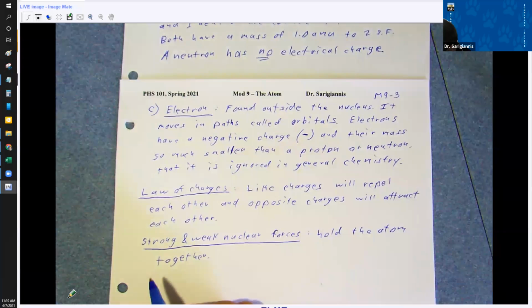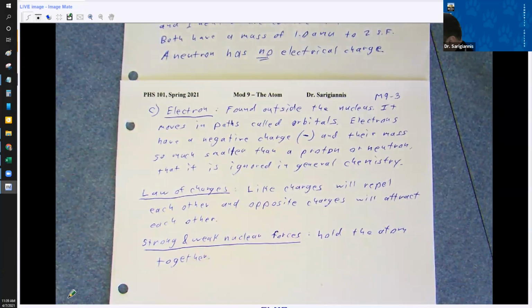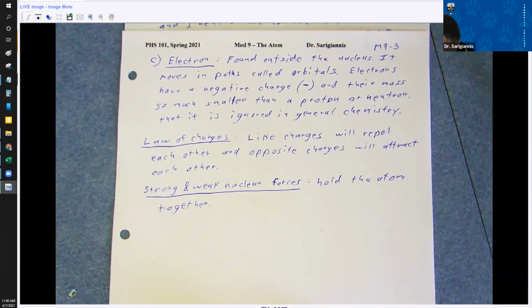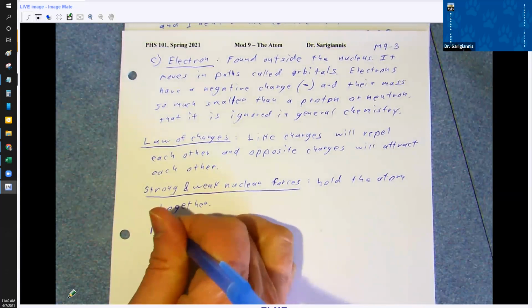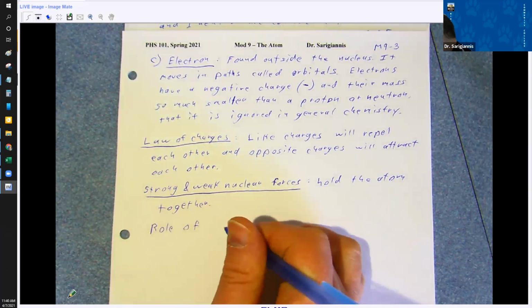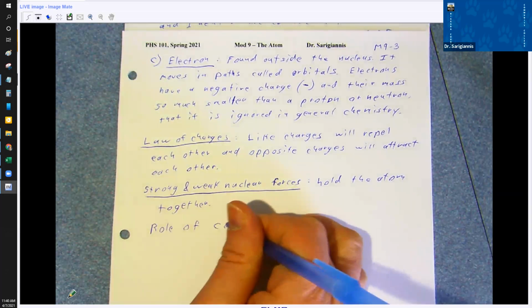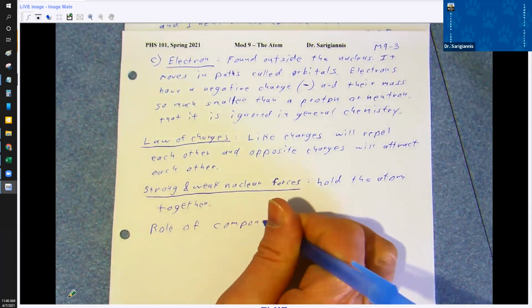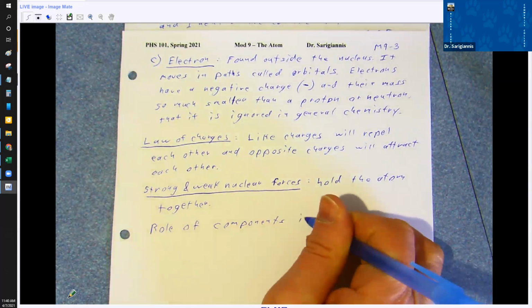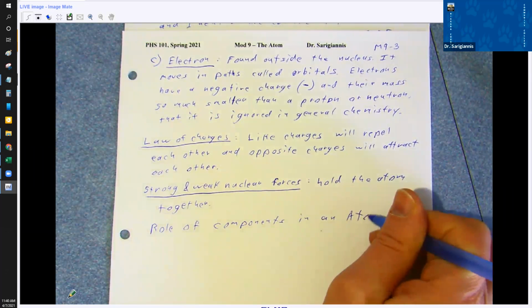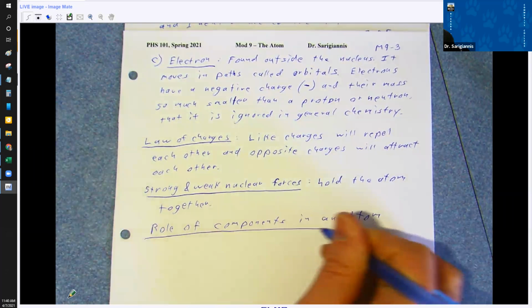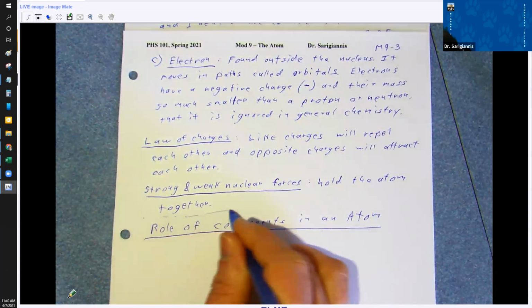So these two are things you need to keep in the back of your head when we deal with, particularly, the law of charges. We're going to deal with that a lot. So let's look at the role of various components in the atom. Role of components in an atom.